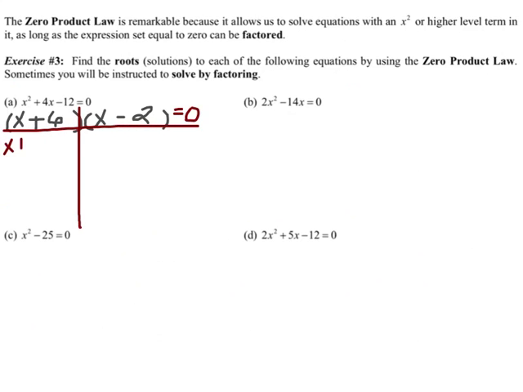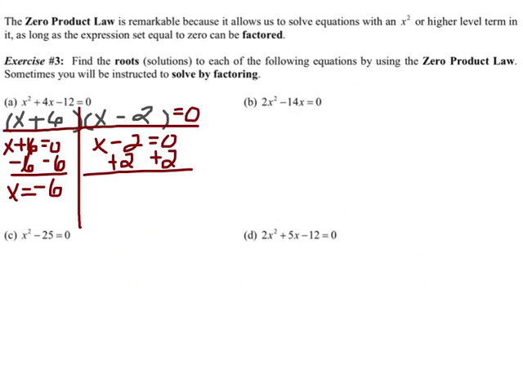So x plus 6 equals 0, and x minus 2 equals 0. Minus 6 on both sides: x equals negative 6. Add 2 on both sides: x will equal positive 2. Let's go to B.